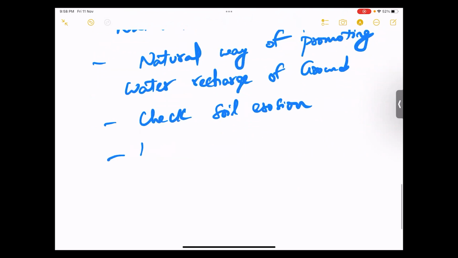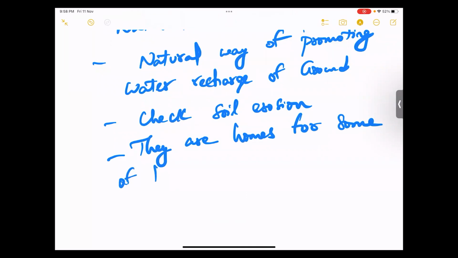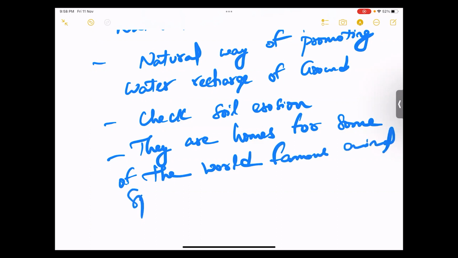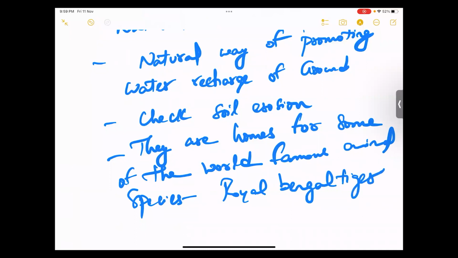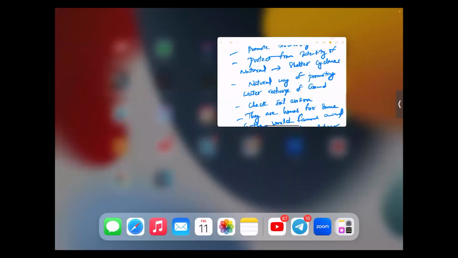and then they are homes for some of the world famous animal species like Royal Bengal tiger. Okay, so this is the importance in the coastal ecosystem.